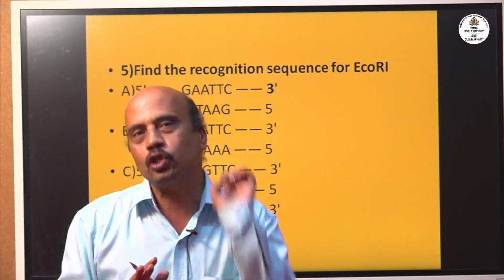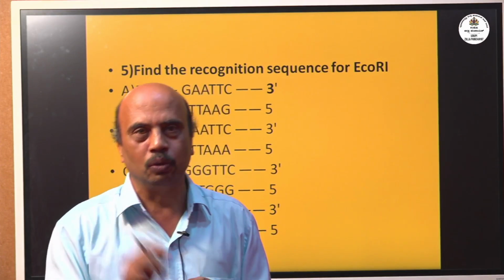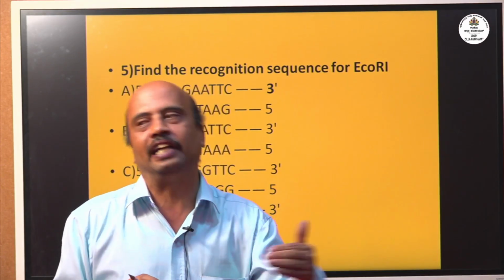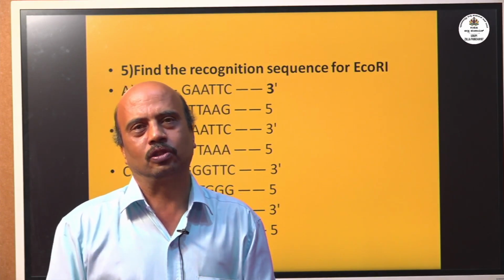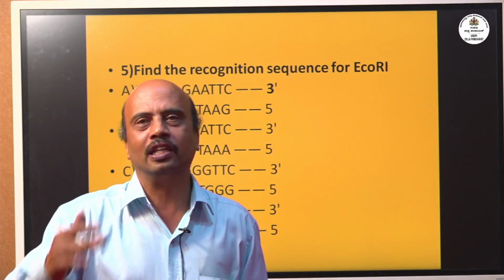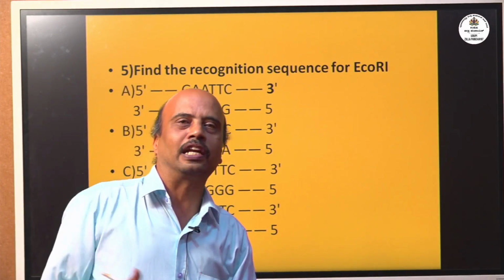Two vectors you have to know. One vector, you know, pBR322, another one is pUC18. So these are the two commonly used vectors. But preferably pBR322 you have to remember. Okay. We will come across related questions also.